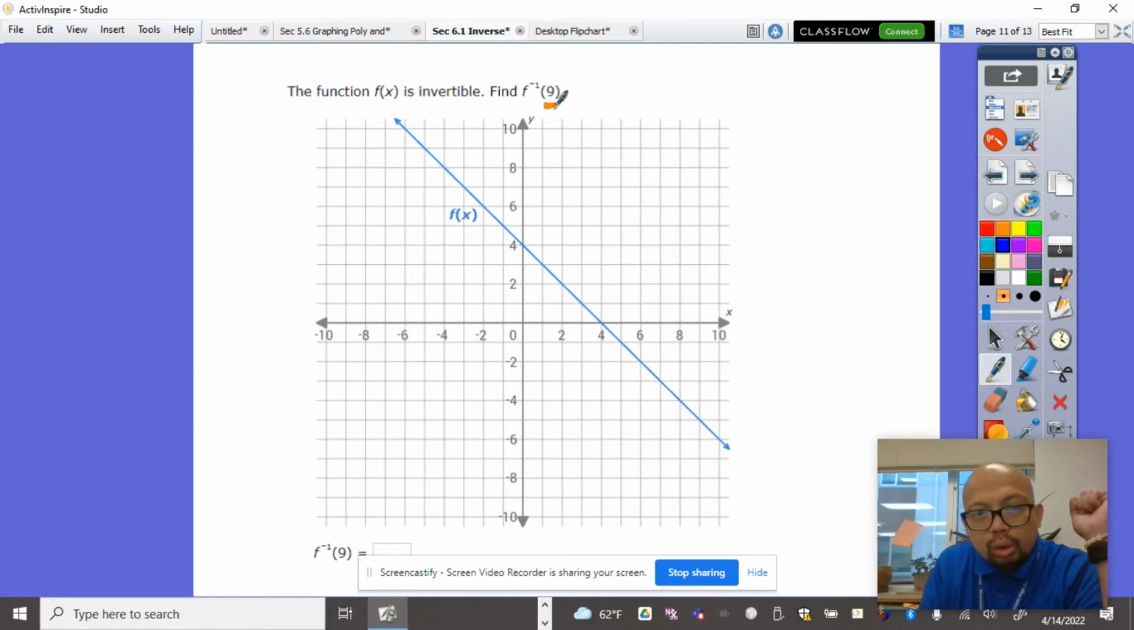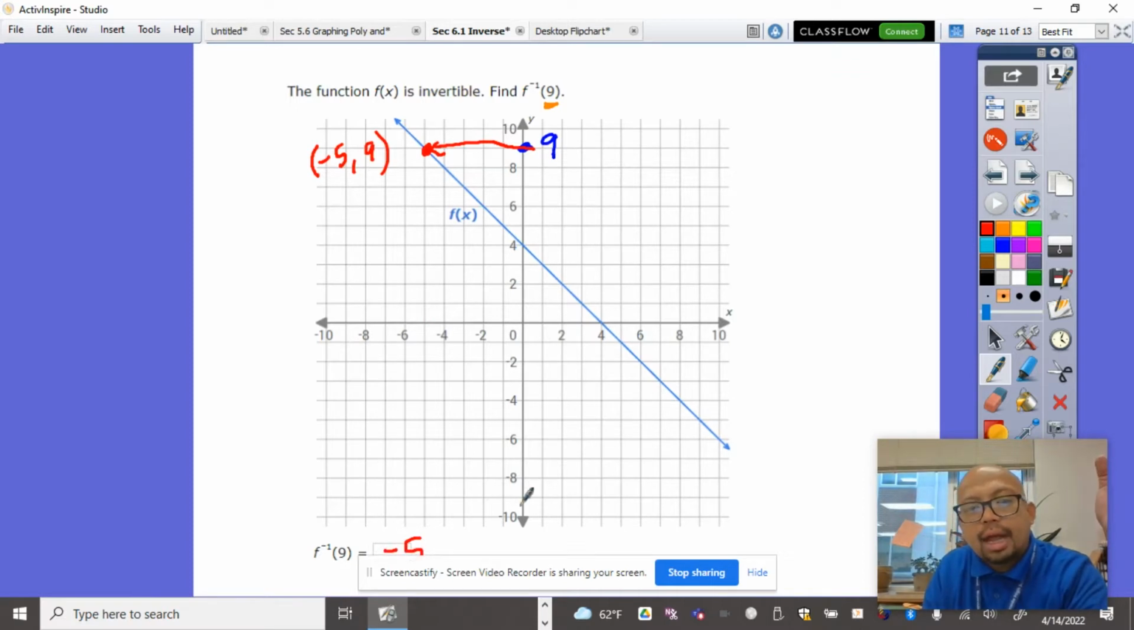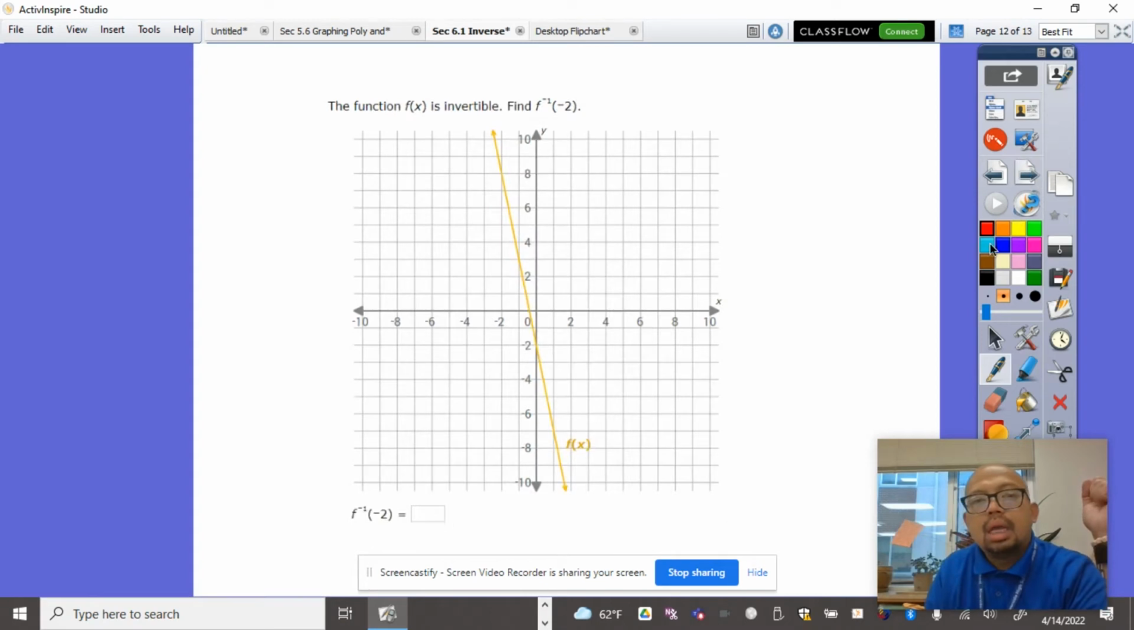So here we go to the 9 on the y. This is the 9. And look where the graph crosses, right there, that point there. In this case here, it is negative 5 comma 9. That's the negative 5 right there. So therefore, the inverse of f of 9 is negative 5. The function f of x is invertible. Find the inverse of f of negative 2. Go to the negative 2 on the y right here. And that point there is 0, negative 2. And the value of x there is 0. So this one here is 0.